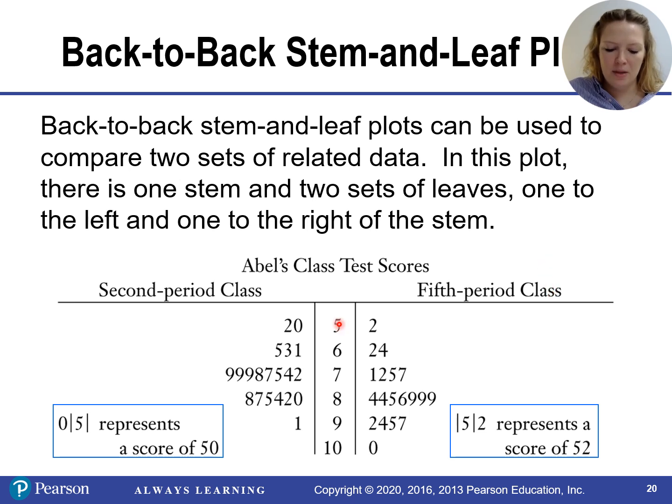So here, I can see that one student made a 50, a 5 and a 0, in second period. Another student made a 52. Someone made a 61, a 63, a 65, 72, 74, 75, etc. And then I could read the same values on the right. And then I can compare, see that generally there were some lower scores in second period than in fifth period.